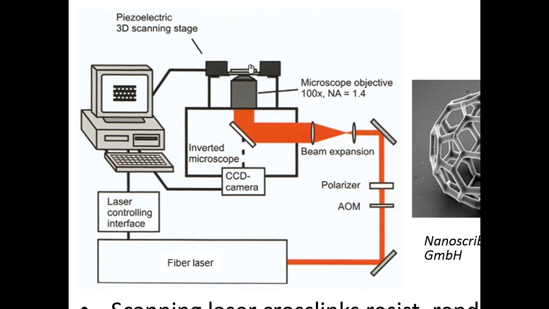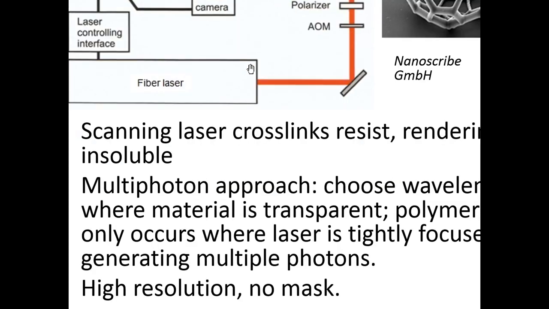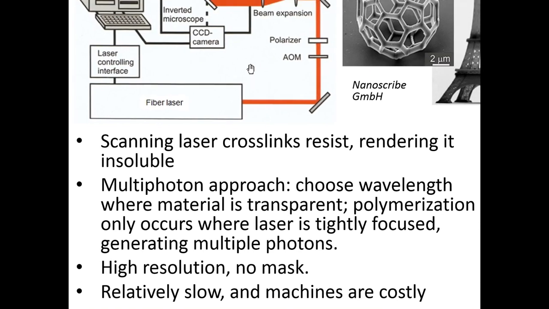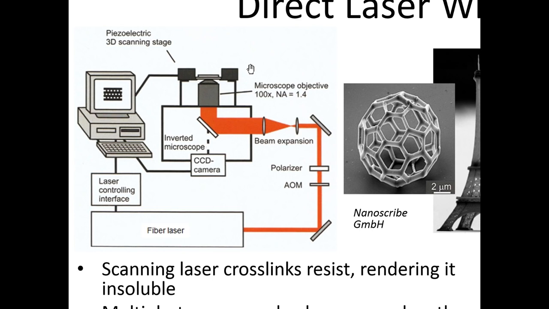Now, the reason you can get very small features when you're working with a laser as opposed to a DMD is you can use this thing called multi-photon polymerization. You'll choose a wavelength where the material is mostly transparent. So you have a photoresist here. You'll choose a wavelength which does not really absorb the laser wavelengths very much.